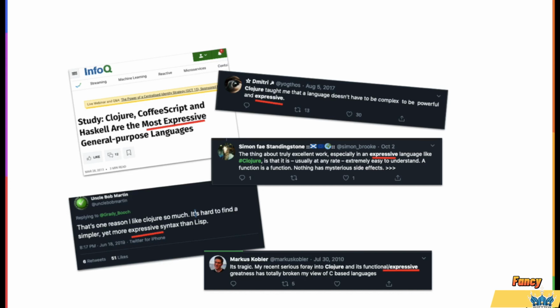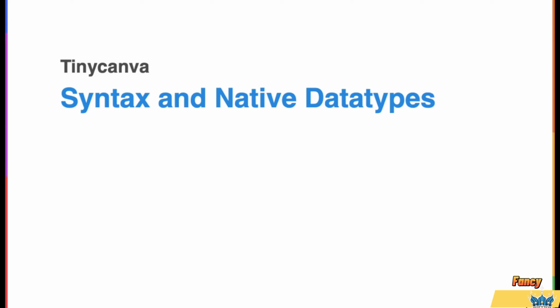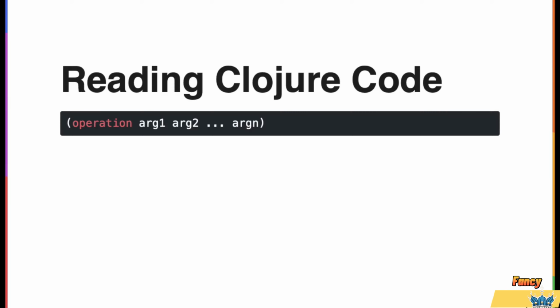Clojure is considered to be an expressive language, and one of the reasons behind this is its syntax and native data types. If you don't come from a Lisp background, you might find it hard to read Clojure code at first. But we are in luck today because Clojure has just one syntactic rule. Elements inside parentheses are elements of a list.